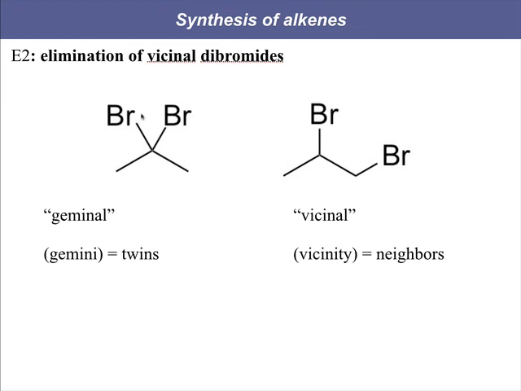But if the two groups are on the same carbon, we call them geminal. That comes from the Greek, or I think it's Latin. I don't know, Greek or Latin. Look that up for extra credit. Gemini means twins. So these guys are twins, geminal. If they are on neighboring carbons, we call them vicinal. Think like vicinity. They're in the vicinity of one another. They're neighbors. So there's a specific type of E2 reaction that involves elimination of vicinal dibromides.